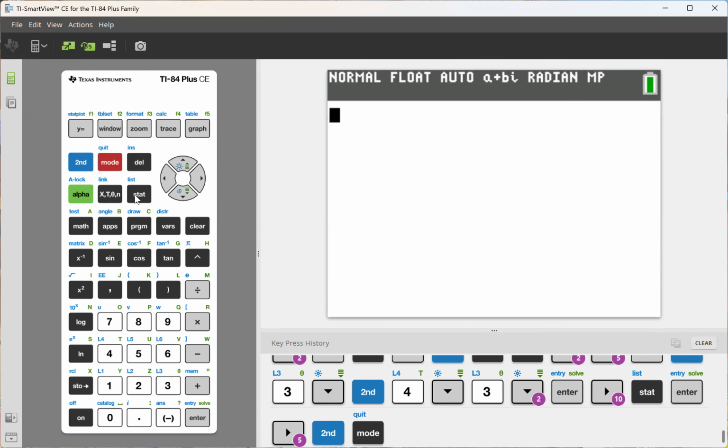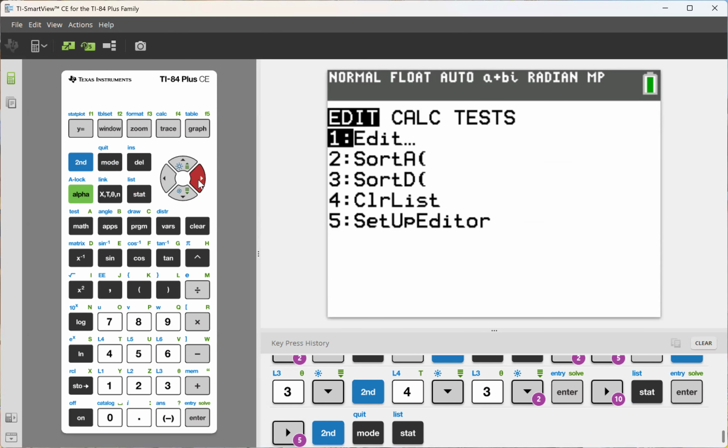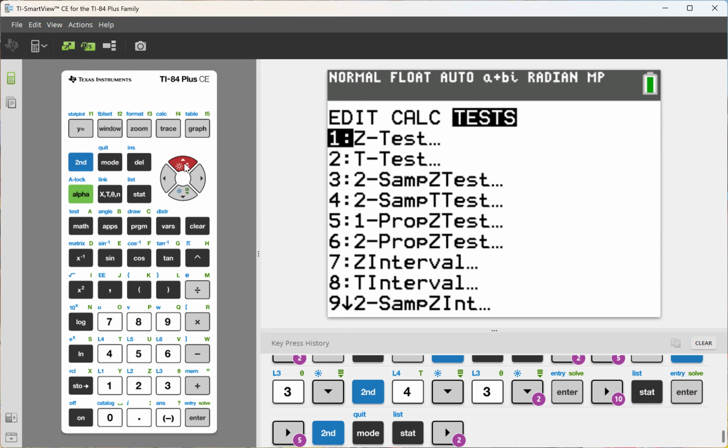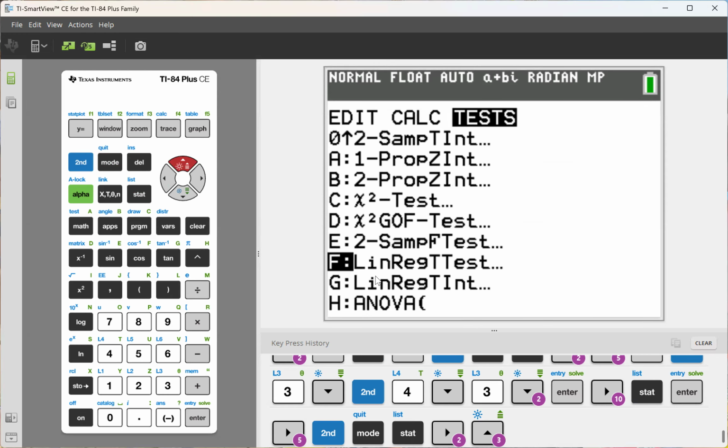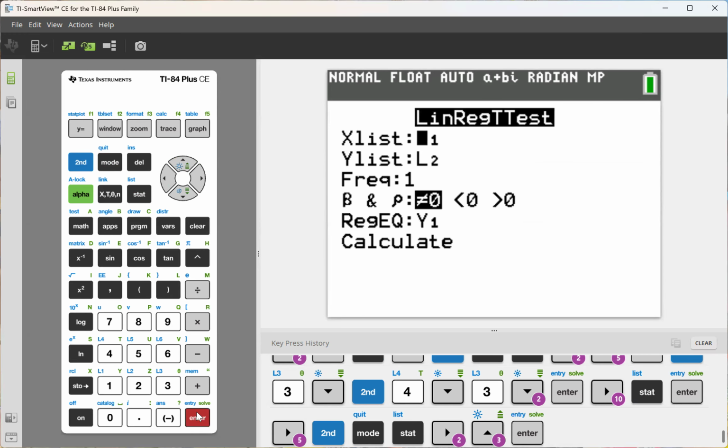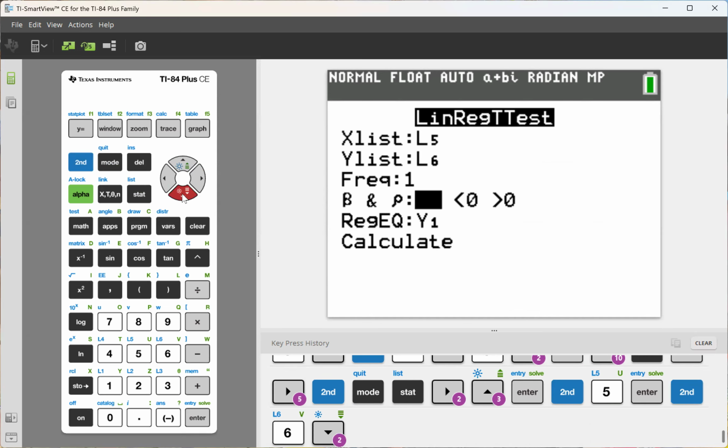I'm going to get out of here, go to STAT, TESTS, and find my LinRegTTest, which is F. I'm going to run that linear regression t-test with my X list in L5 and my Y list in L6. Now my null and alternative hypotheses were that rho was equal to 0. That was the null. And the alternative was that it was not equal to 0. So I want to make sure that's highlighted.